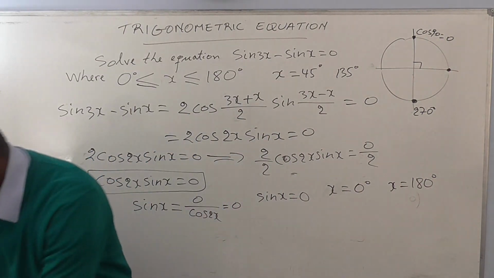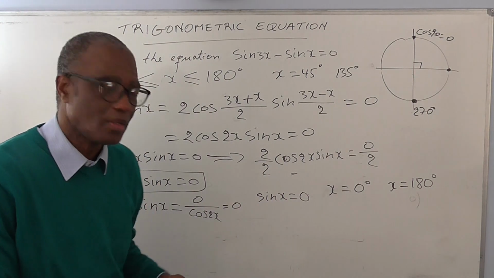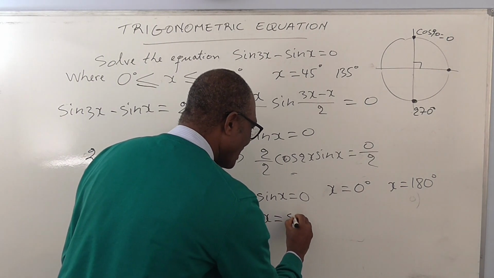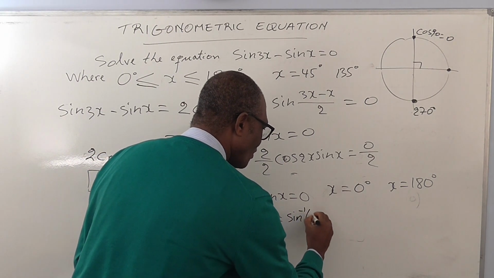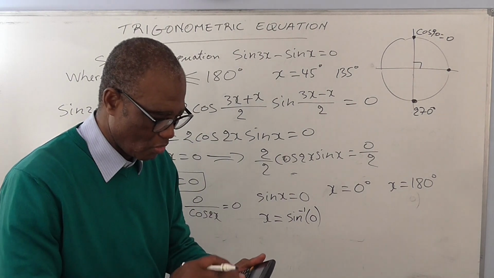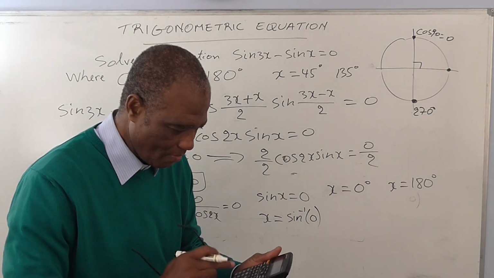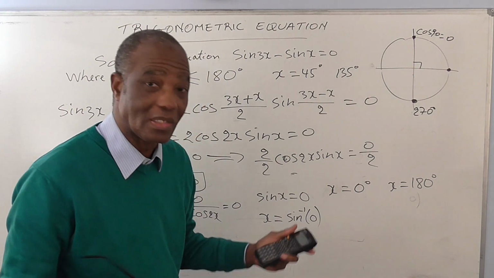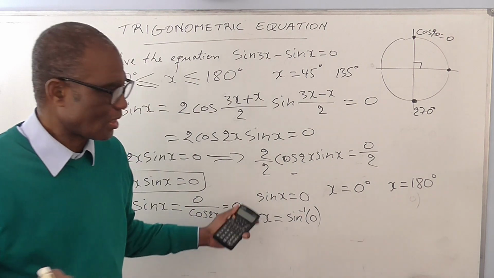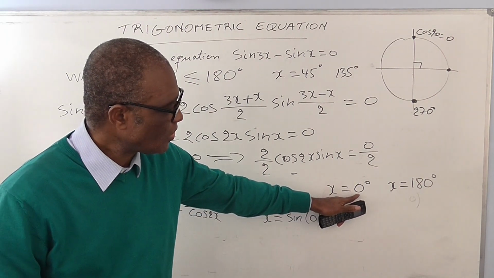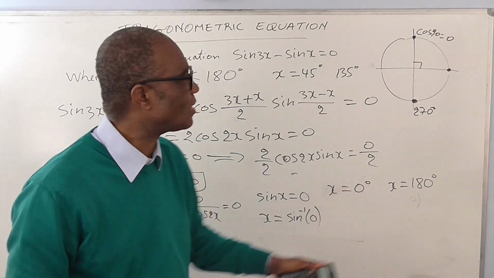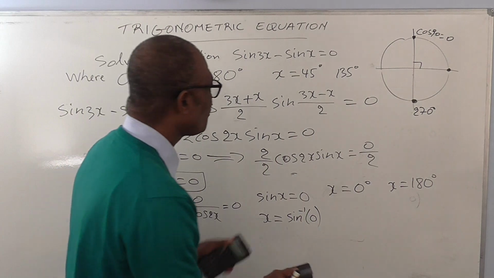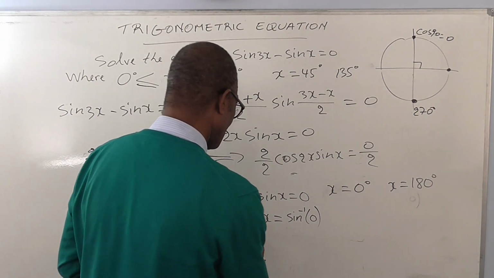So you can also use your calculator to make sure, to write x is equal to sine reverse. When you use your calculator, I press function, sine reverse, and I put 0, yes, 0 degrees. So x is equal to 0 degrees, x is equal to 180 degrees. So now we have 4 solutions that you're going to write here.